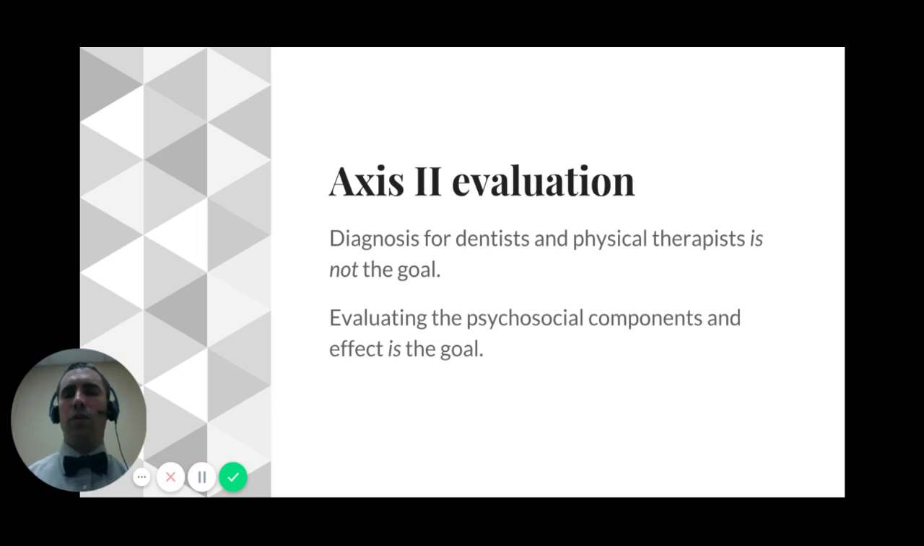Thus far, we've discussed Axis 1 diagnoses and dental and physical therapist treatments for these. Now we will discuss Axis 2 evaluation. Depending on the extent of findings, referring out to a psychiatrist, psychologist, or counselor may be indicated. Regardless of whether a referral is necessary, we need to be aware of the effect of psychosocial components. While there is a lot we can do to affect these components, treatment strategies will not be done in this presentation.